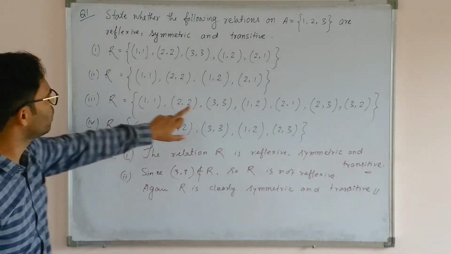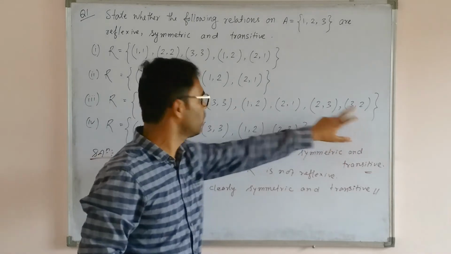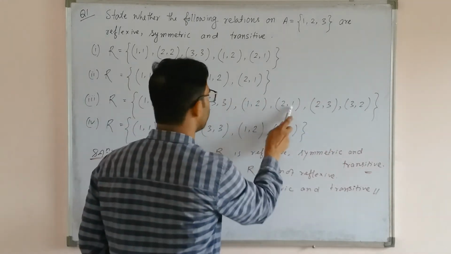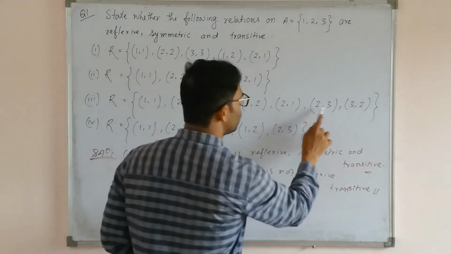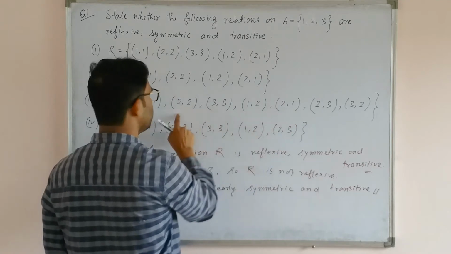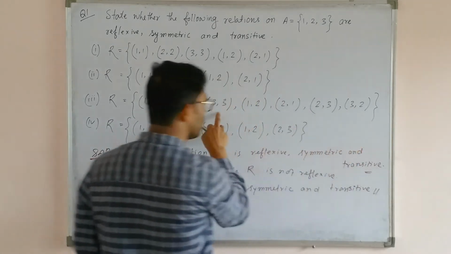Similarly, 1 1, 2 2, 3 3, this is reflexive. 1 2, 2 1 and 2 3, 3 2 would be symmetric. For transitive: 1 2, 2 1, then 1 1 is here. 2 3, 3 2, 2 2 is here. 2 1, 1 2, then 2 2 is here. Then 3 2, 2 3, 3 3 is also here.